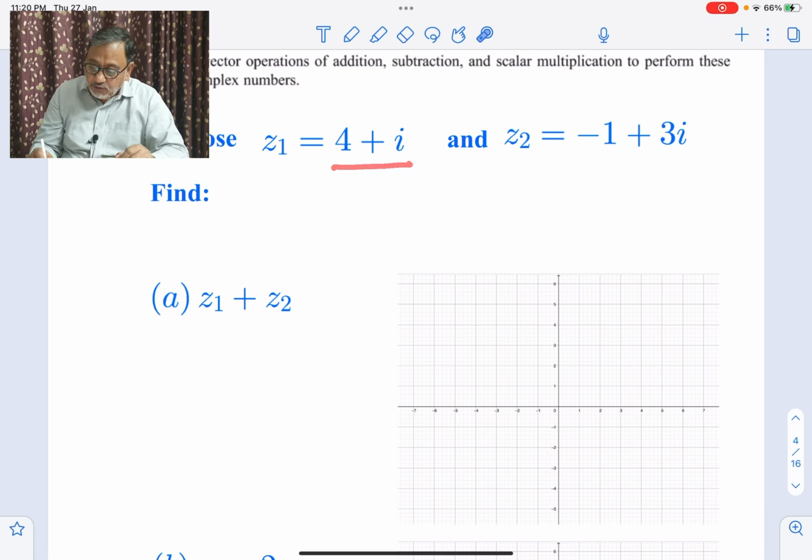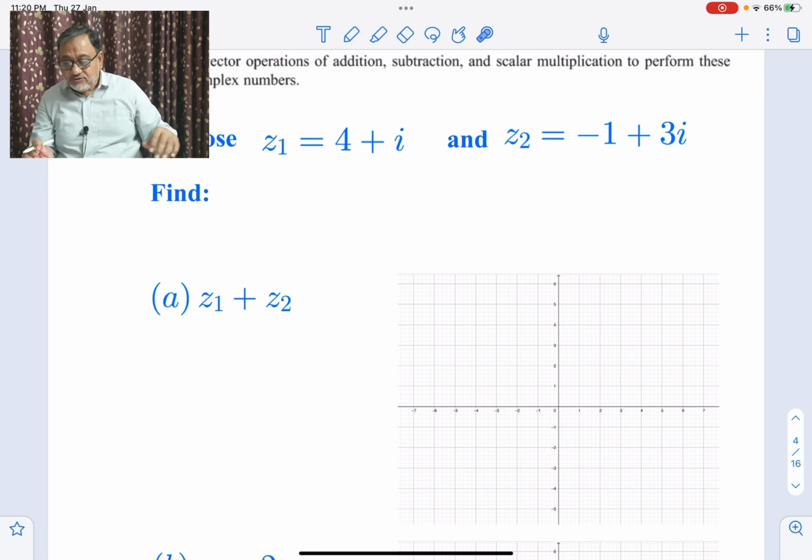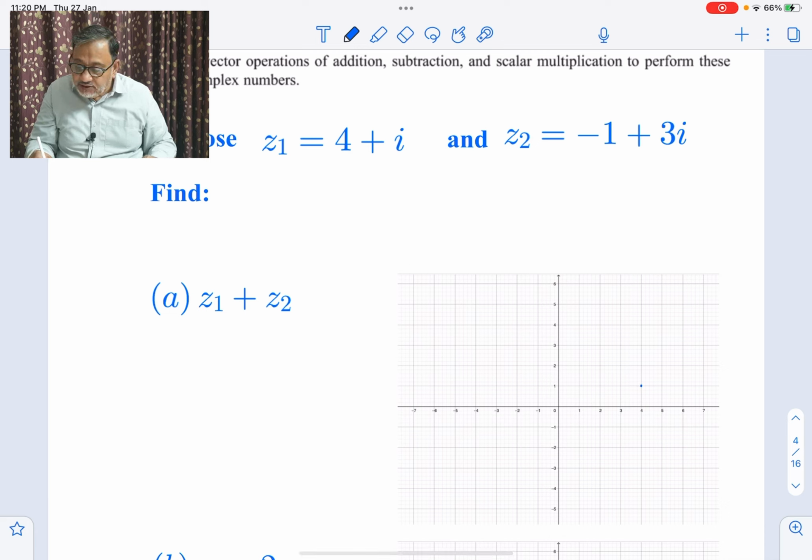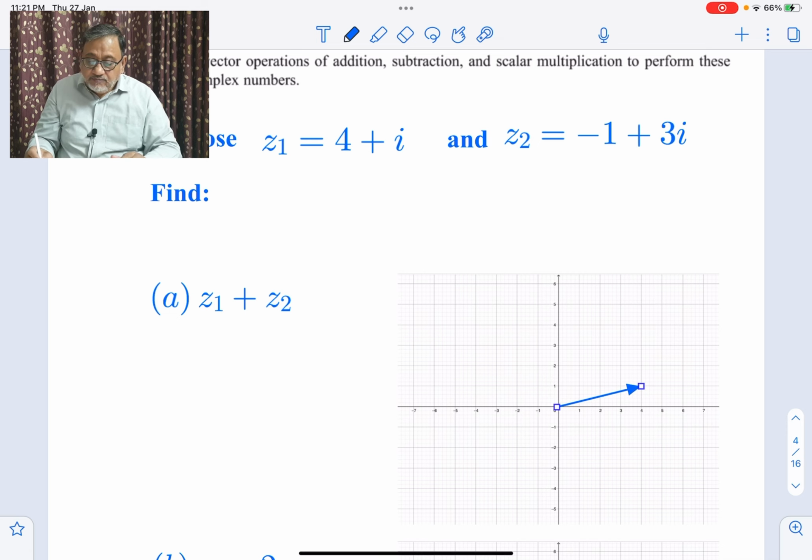So I have put here a graphics plane because we have to draw the actual diagram. Okay. So 4 on the real axis and 1 on the imaginary axis. So 4 here and 1 here. So this will be the place where it will go. Okay. This will be the place. So let me show you by arrow. Yeah, this is that arrow now. Okay. So this is Z1. Let me mark it Z1.